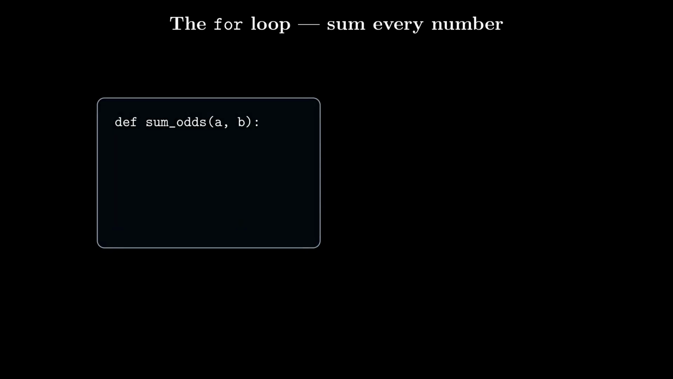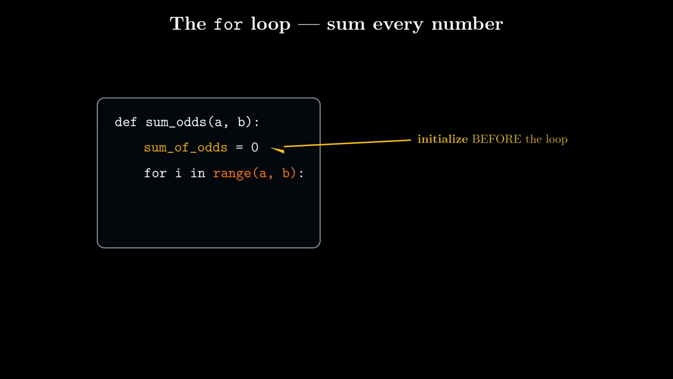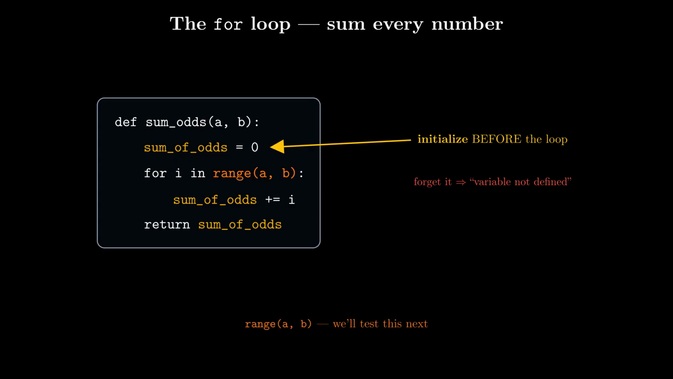Summing every number sounds like a loop, because on paper we touched each number in turn. Start with a for loop. Write for I in range of A to B. Before the loop, initialize the total. Sum of odds is set to 0. If you forget this, the editor complains that the variable does not exist yet. Inside the loop, as each I appears, add it to the running total. At the end, return sum of odds. That is the whole for loop version.